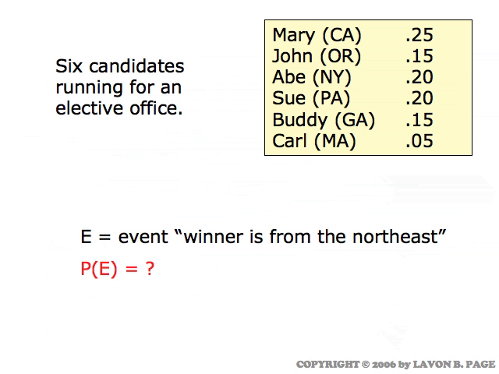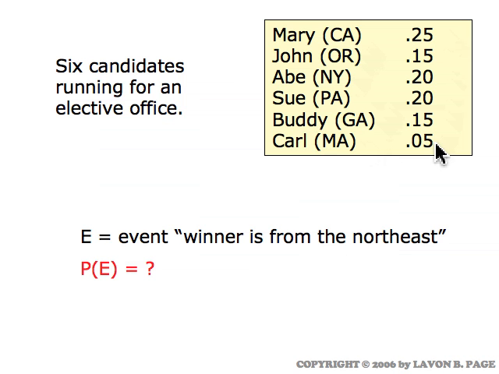Let's think about a case where we have 6 candidates running for an elective office. We have their names listed here and which state they're from. We have one candidate from California, one from Oregon, New York, Pennsylvania, Georgia, and Massachusetts. And with each candidate, we have their chance of winning the election as some supposedly expert person has assigned the probabilities.